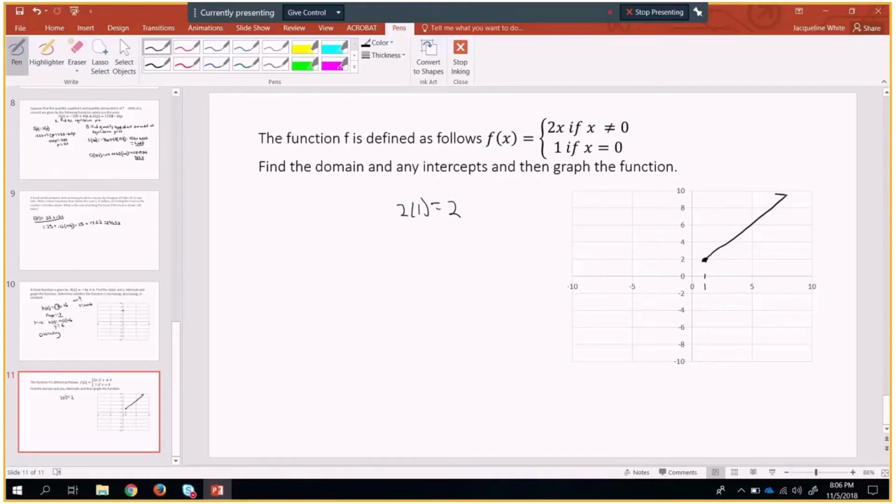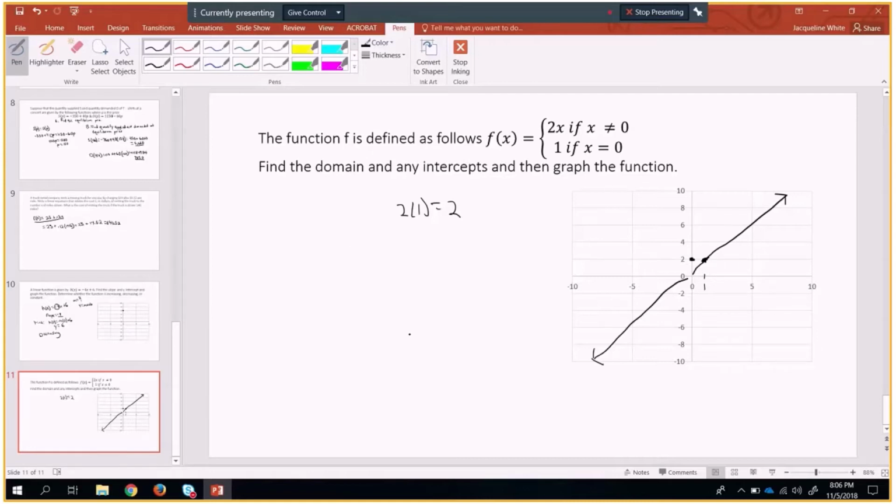Alright? And then it's going to look like that. Going to keep on going like that. Keep on going, keep on going, keep on going. But it's not even going to touch it. Don't touch x equals 0, because it is not included in that side of the piecewise function. All right? And then our next part is 1 if x is equal to 0. So at x equal to 0, this graph is equal to 1.